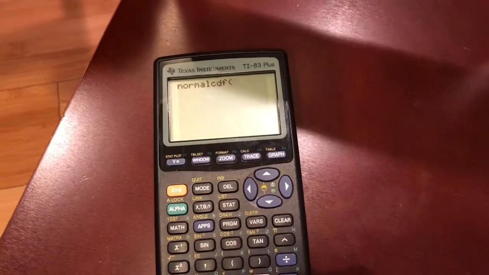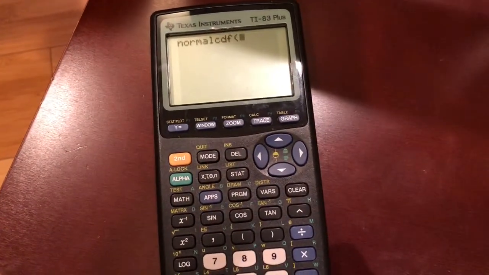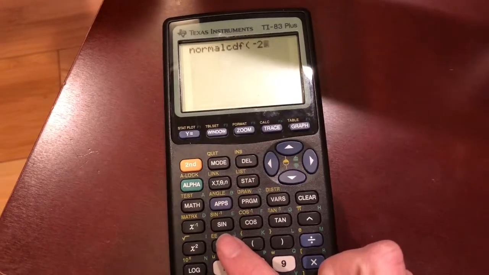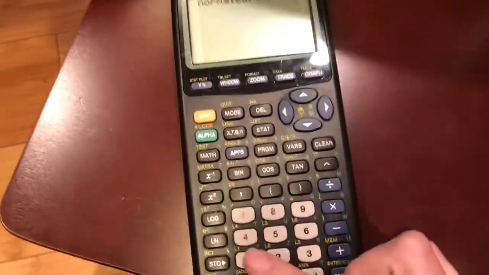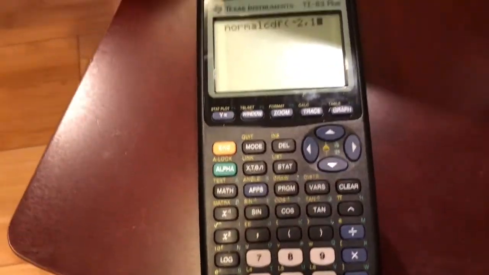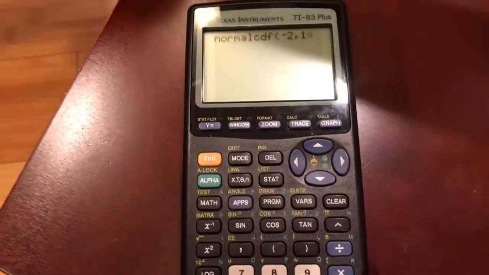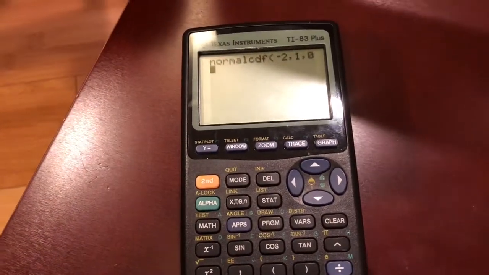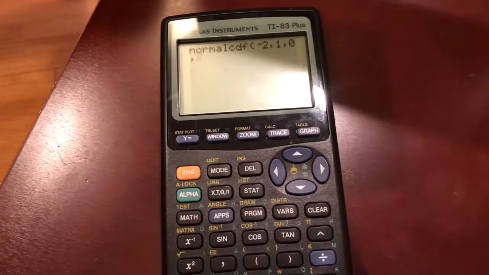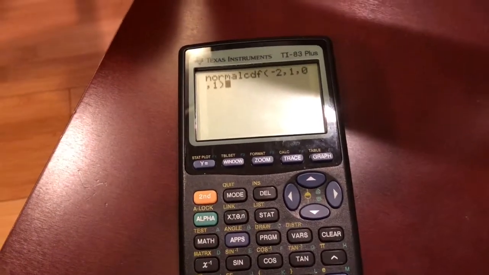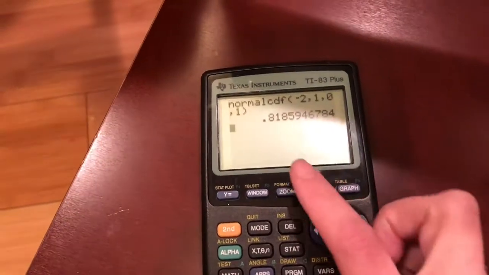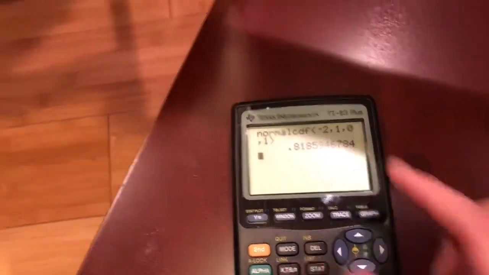And then you're going to put your lower bound, which in this case is -2, and then comma, your upper bound, and then your mean, and then a comma, and then your standard deviation, and then close your parentheses and hit enter, and it will give you your answer.